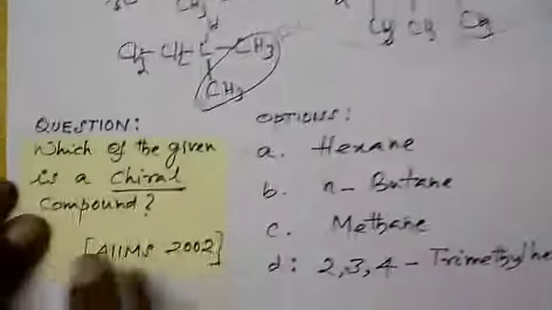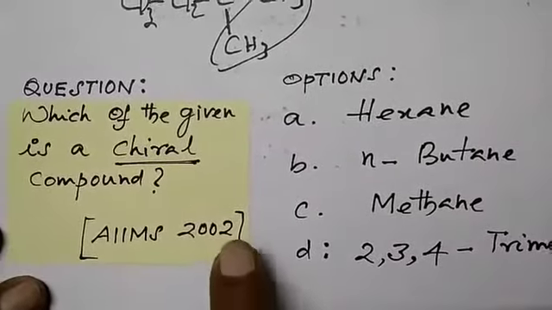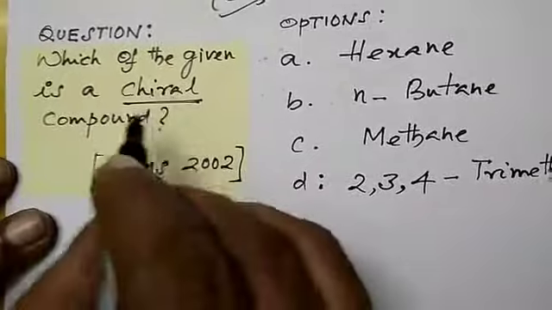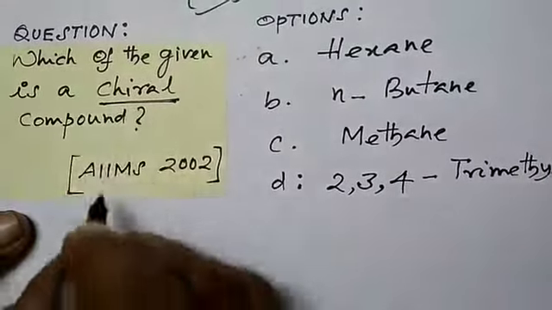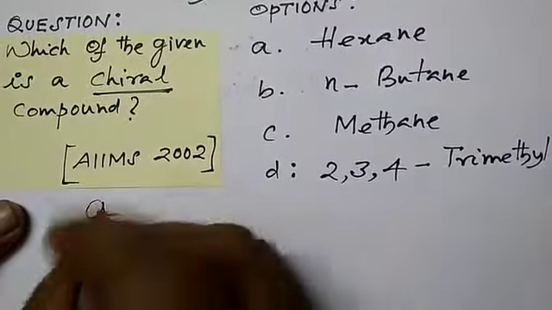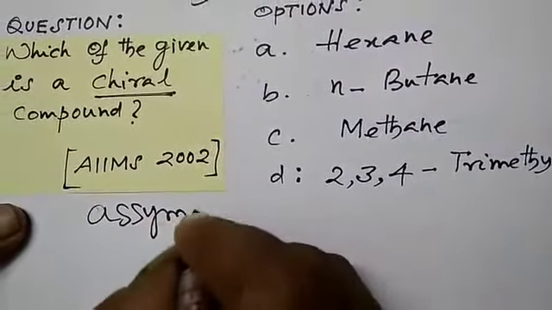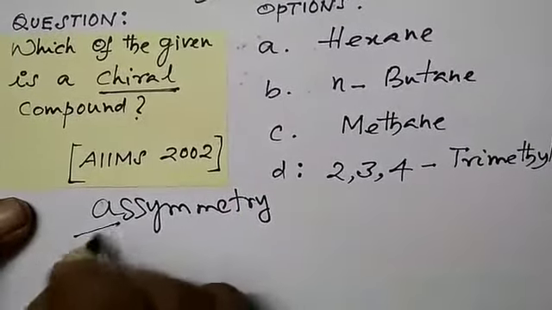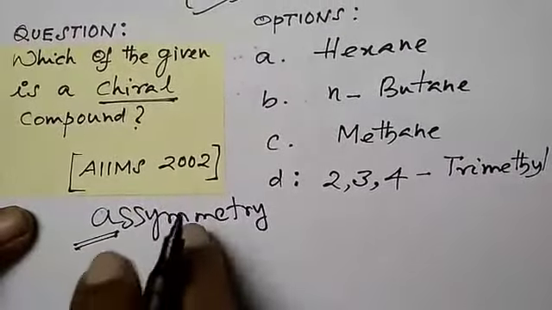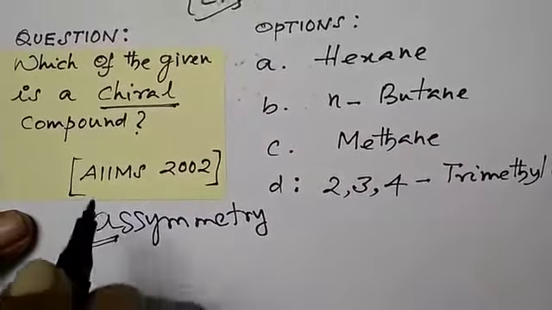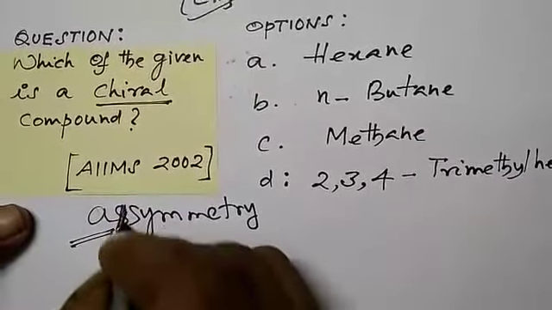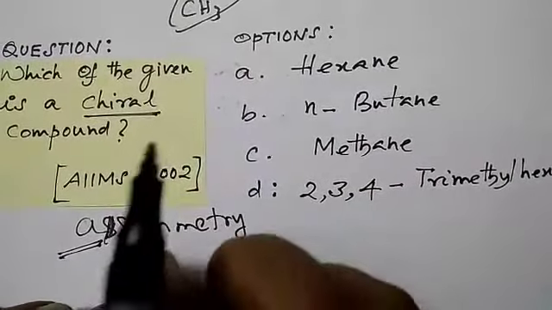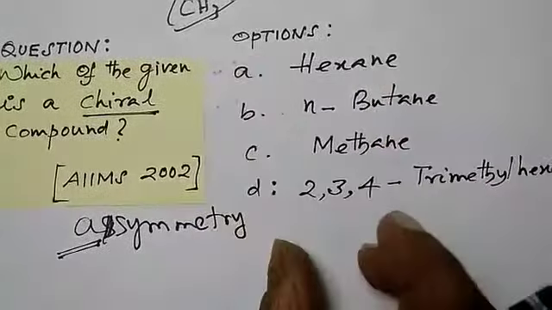Now let us go to the same type of question, AIIMS 2002, which you are getting the next year itself. Which of the given is the chiral compound? The same thing. For chirality, the knowledge is very simple. You approach with this word, asymmetry. I am insisting because it indicates they are not the same. So you take it as asymmetry. Now go to each structure.